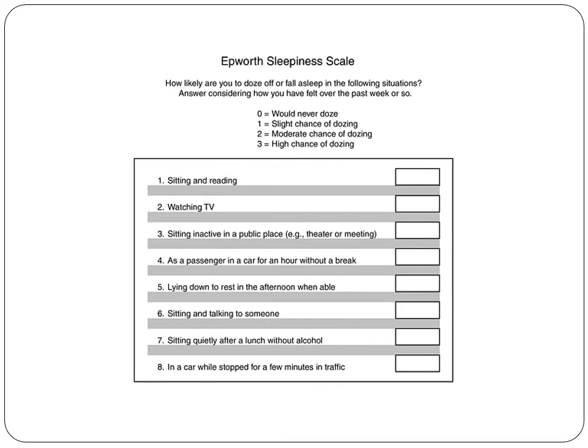So sitting and reading, and then the patient would give a number. Watching TV, sitting inactive in a public place like a theater or a meeting, as a passenger in a car for an hour without a break, lying down to rest in the afternoon when able, sitting and talking to someone, sitting quietly after lunch without alcohol, or in a car while stopped for a few minutes in traffic. So the highest score a person could get would be a 24. Anything over a 10 is considered to be significant daytime sleepiness and needs further evaluation. Let's go on to our next slide.